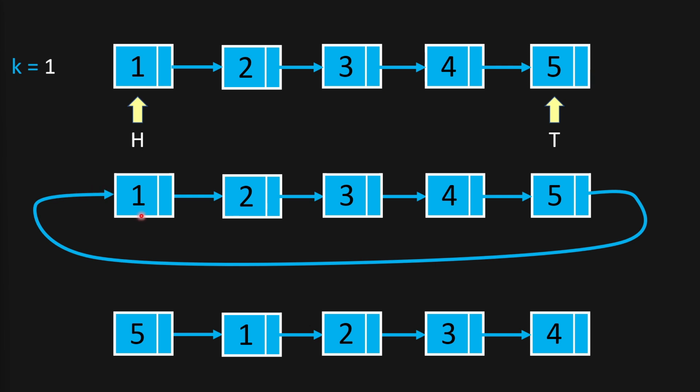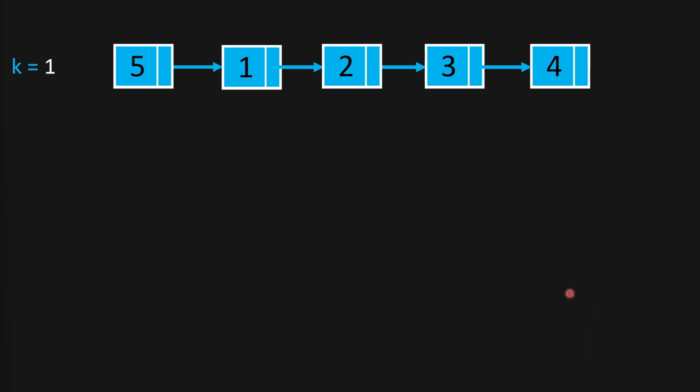Now the only thing that's remaining is to make 4 point to null, or nothingness. So we basically have to get this, and we have to be like, no, you're not going to point to 5, you're just going to point to null, like so. And this is basically the same thing that we have here. 5 is pointing to 1, 1 is pointing to 2, 2 is pointing to 3, and 4 is pointing to null, like so. Let's have another example.